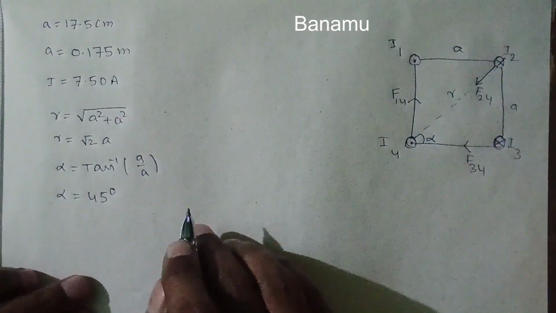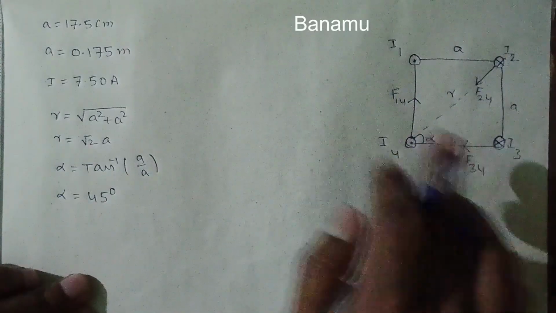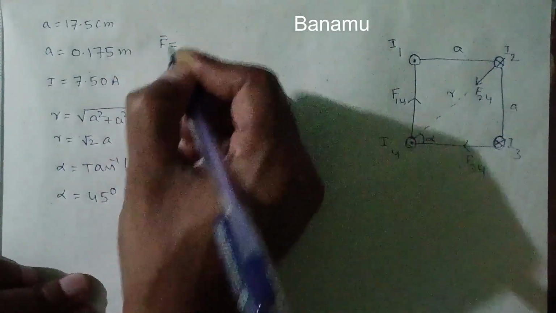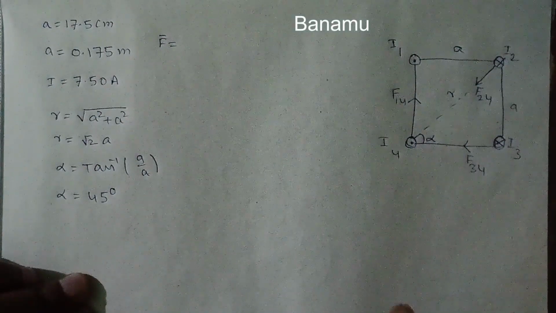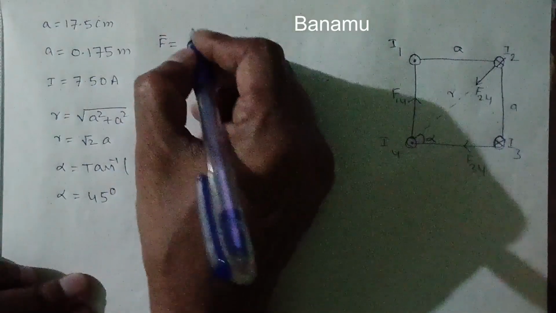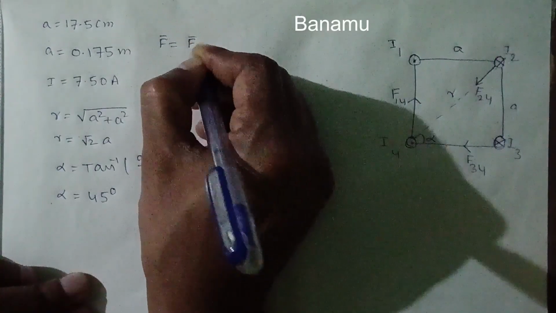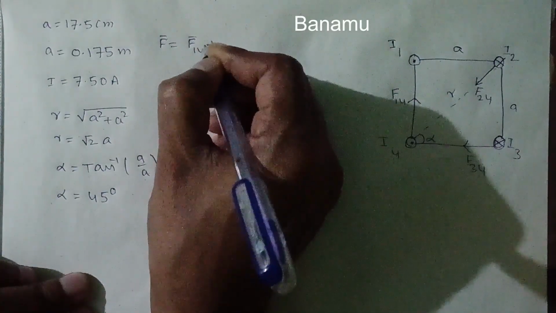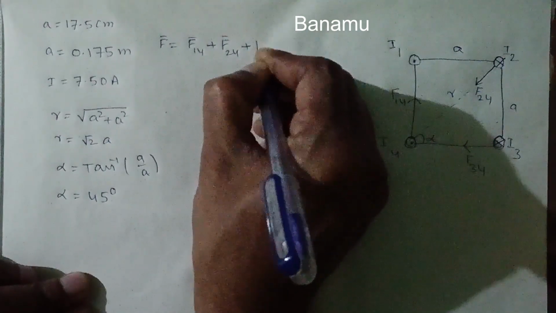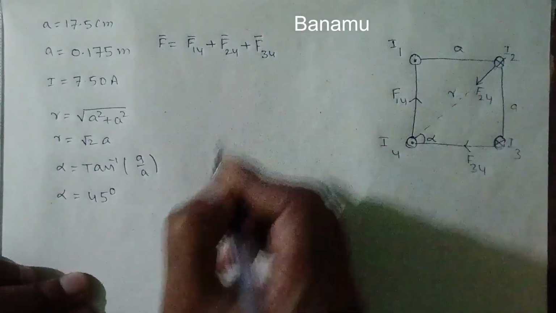Let us consider the net magnetic force on wire 4 due to wire 1, wire 2 and wire 3. The net force acting on wire 4 is F bar. F bar is equal to the vector sum of the magnetic forces due to wire 1, wire 2 and wire 3. So F bar is equal to the magnetic force on wire 4 due to wire 1, F14, plus the magnetic force on wire 4 due to wire 2, F24, plus the magnetic force on wire 4 due to wire 3, F34.